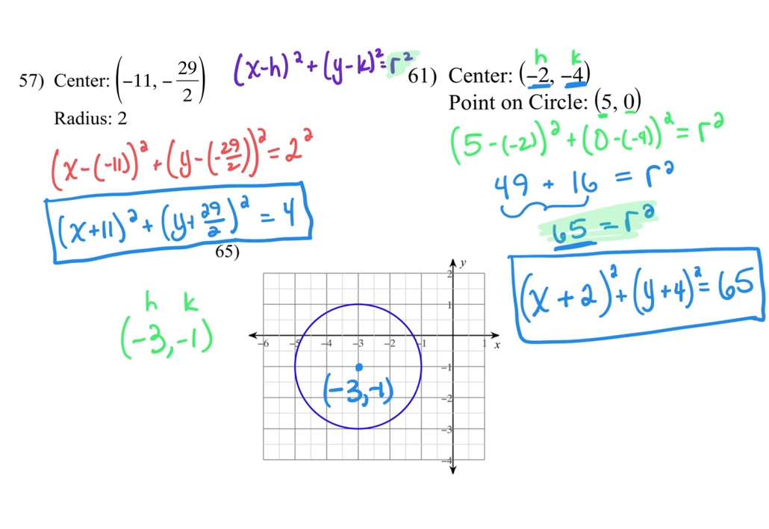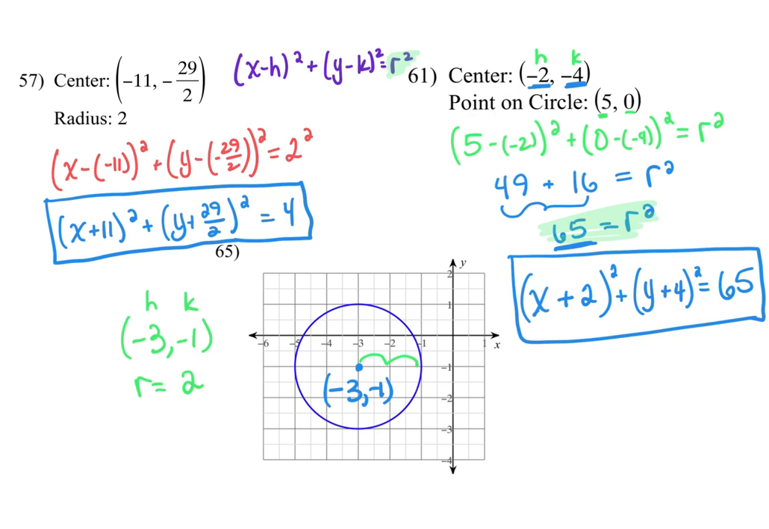My radius, well, that is the distance from the center to the side of the circle. The distance from my center to the side of the circle is 1, 2. So my radius here is 2. That's exactly like number 57 above that we just did. They just gave you a pictorial center and radius instead of giving you the numeric one, okay?